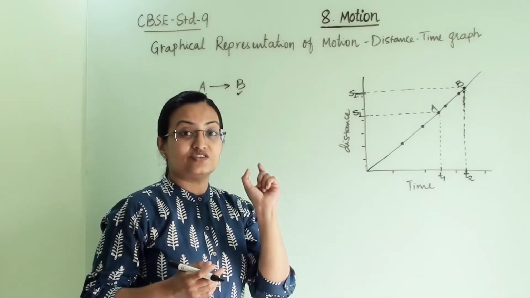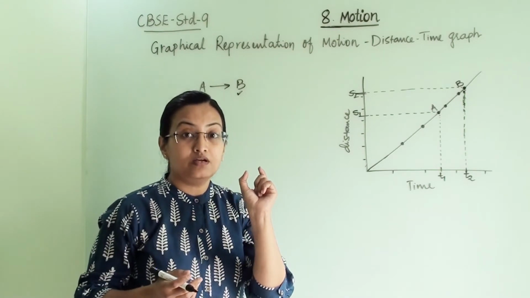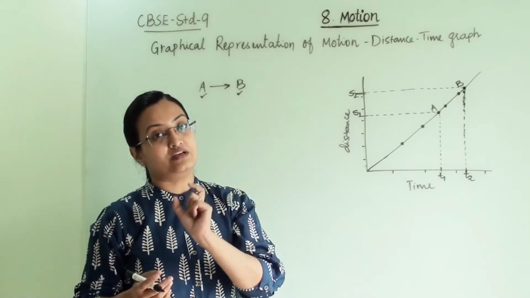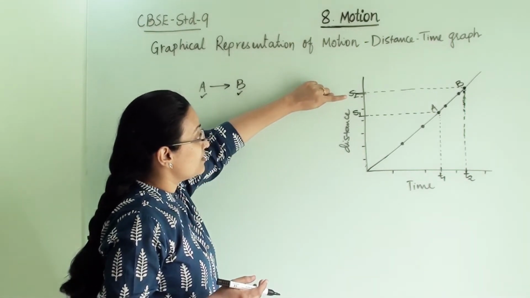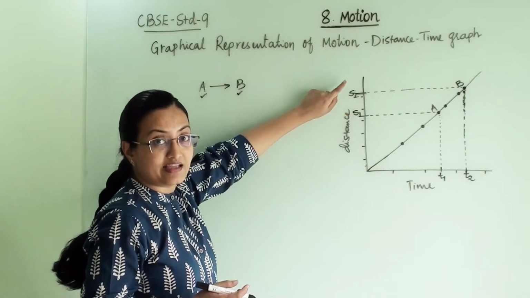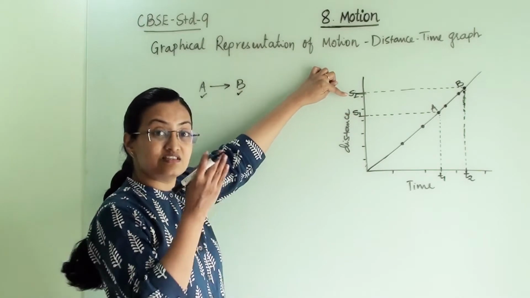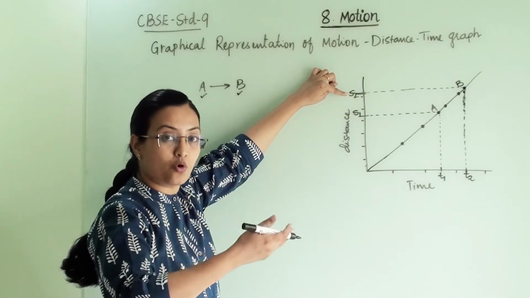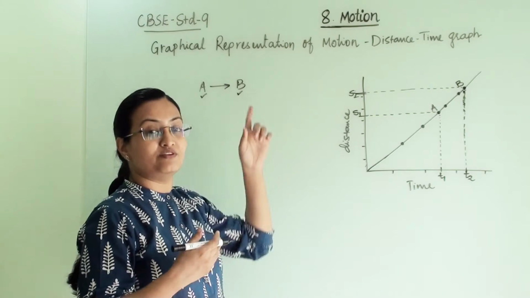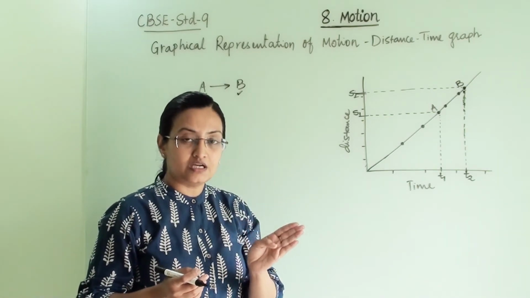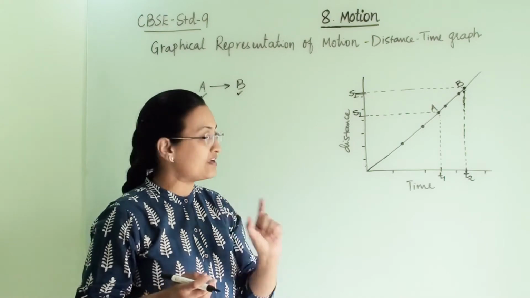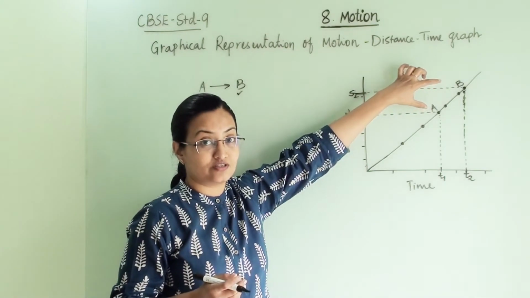So this patch is a total of 30 km minus 25 km. We have to subtract S2 minus S1, because this distance is more. S2 will always be more compared to S1, so we will never get distance in negative. So it is always going to be 30 minus 25. So actually we have covered 5 km during this time.